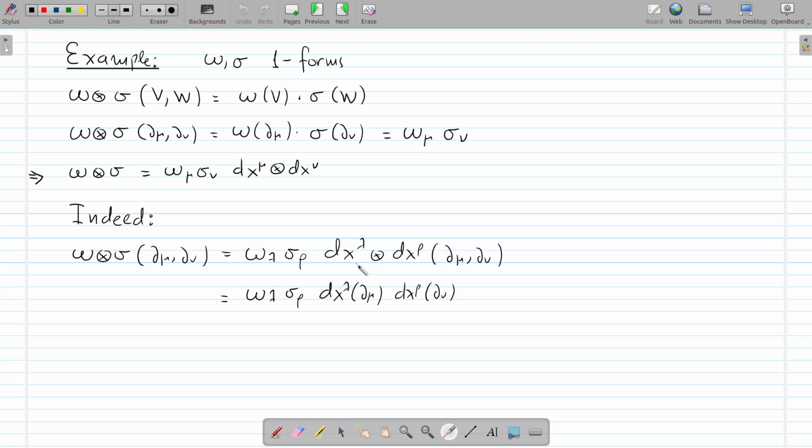the right-hand side can be computed by considering the action now of the dual basis dx lambda and dx rho on the respective vectors d mu and d nu. Because of the duality of the two bases, the result is those two Kronecker deltas, delta lambda mu and delta rho nu. But with those Kronecker deltas, we select only those terms where the lambda index is equal to mu and the rho index is equal to nu. So that will be the product omega mu times sigma nu. But we already know that this is equal to the left-hand side. So the left-hand side can be identified with the (0,2) tensor on the right-hand side.